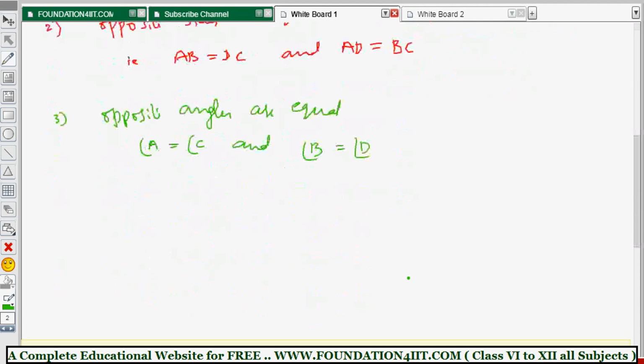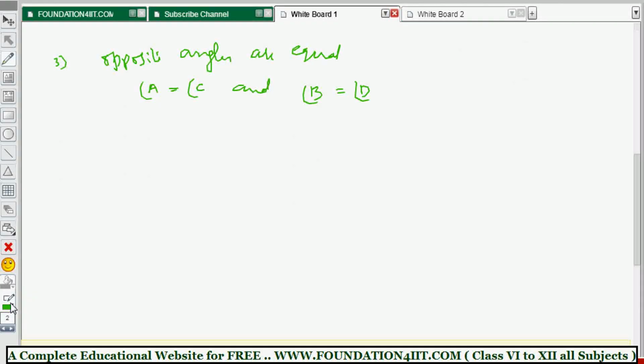And next, adjacent angles are supplementary in this parallelogram. Adjacent angles are supplementary.